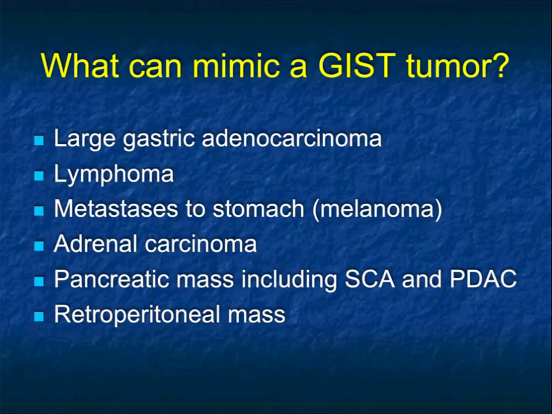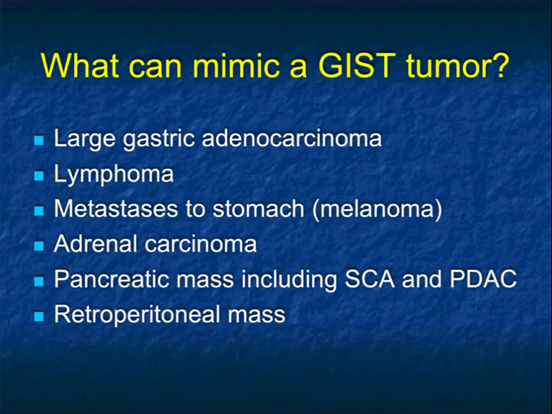Now, what can mimic a GIST tumor? There are a number of things that can mimic GIST tumors. Adenocarcinomas, if they're very large, lymphoma, occasionally metastases, specifically melanoma, adrenal carcinoma can fool you and they're large. I'll show you examples.